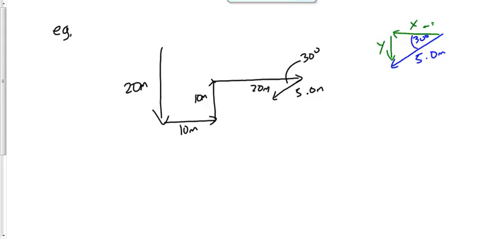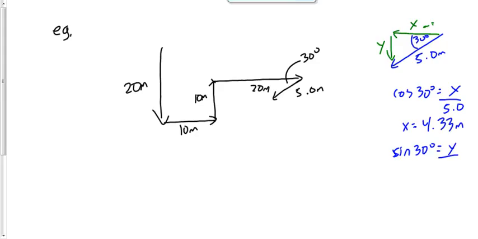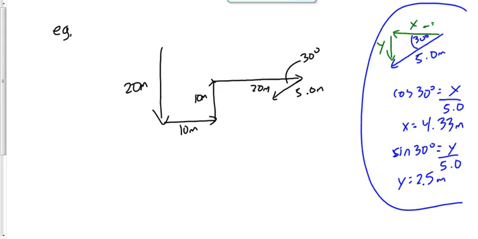Because the X component is the adjacent side of the triangle, we're going to say cosine 30 degrees is equal to adjacent over the hypotenuse. X ends up being equal to 4.33. And the Y component, since it's the opposite side of the triangle, we're going to use sine for that. Sine 30 degrees is equal to opposite over hypotenuse. Y ends up being equal to 2.5 meters. Okay, there we go. Box it off, just so it doesn't get cluttered with the rest of it.